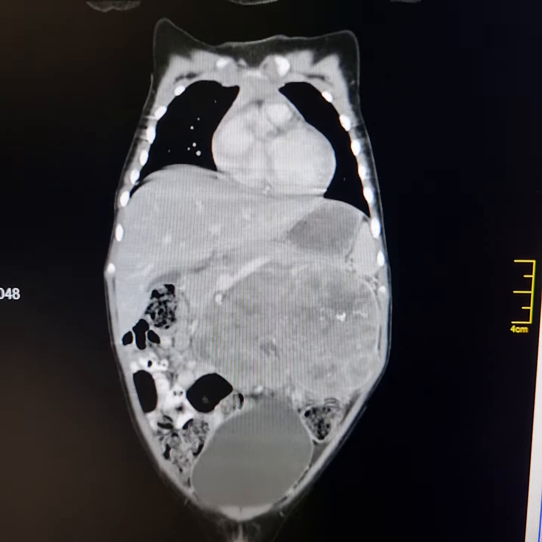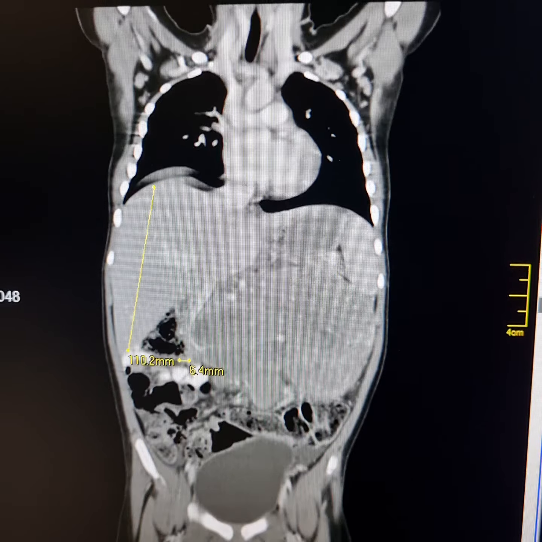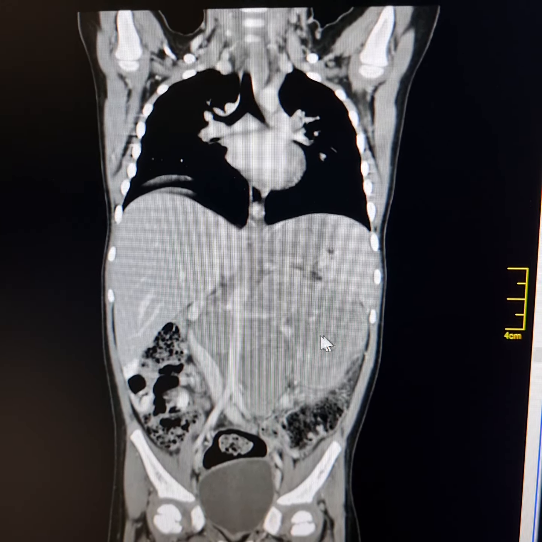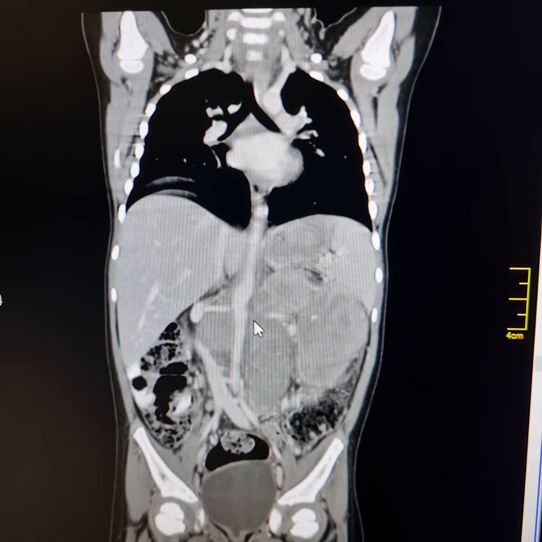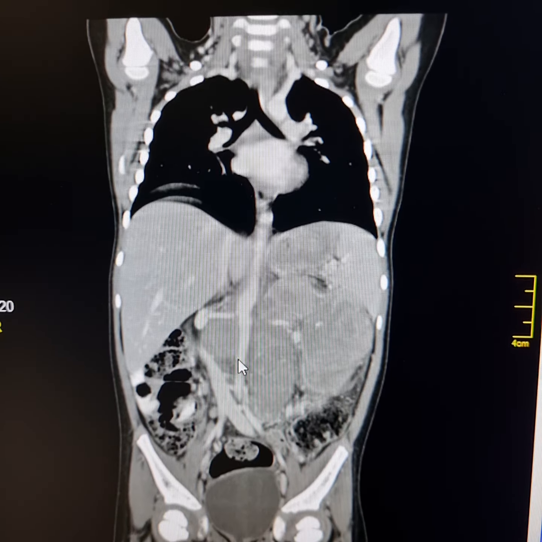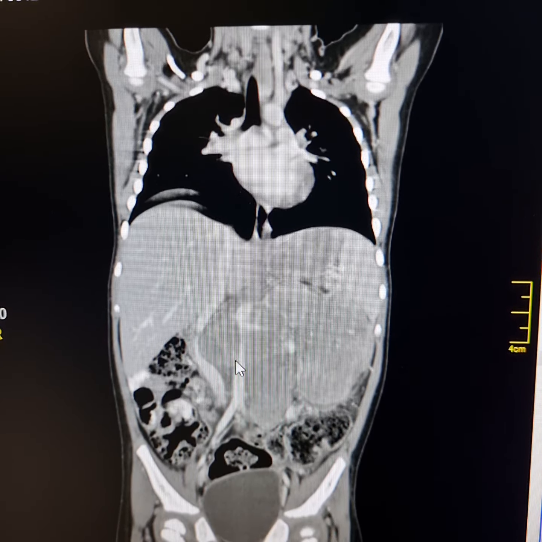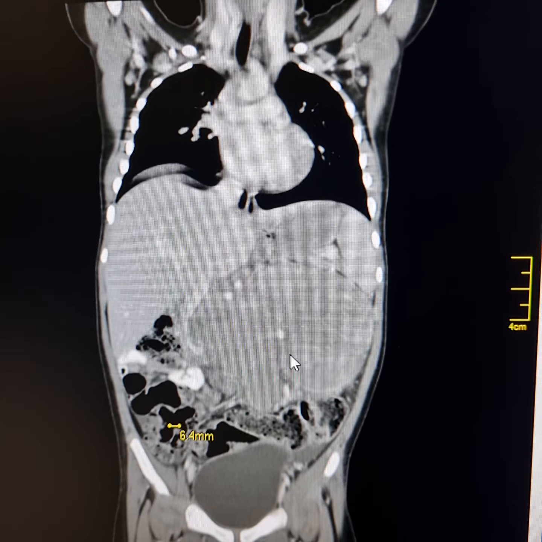This is the coronal scan. Same findings: the left renal artery, right renal artery, and aorta are surrounded by the mass. This is the inferior vena cava, which is displaced towards the right side. Its lumen is markedly narrow.